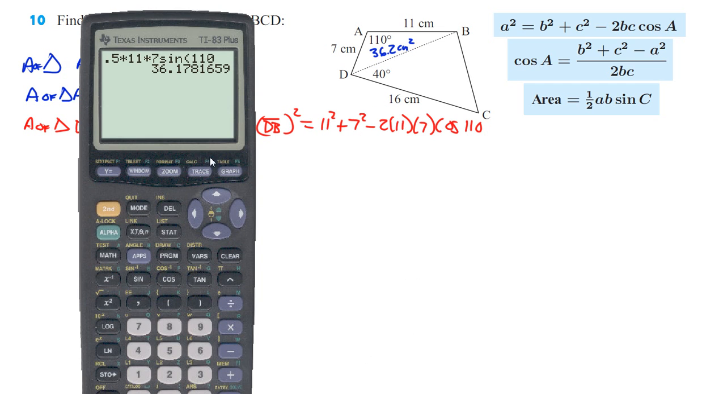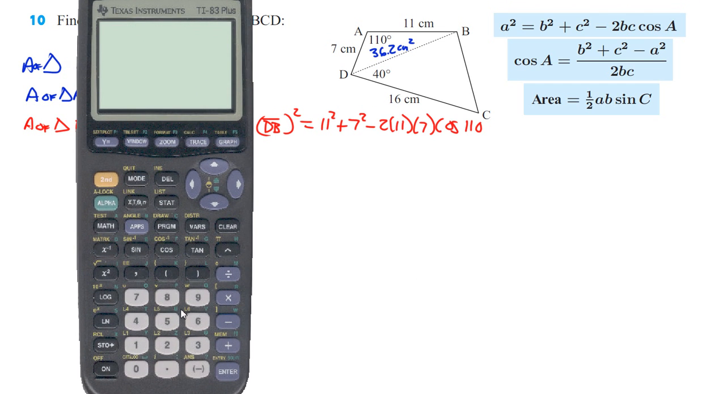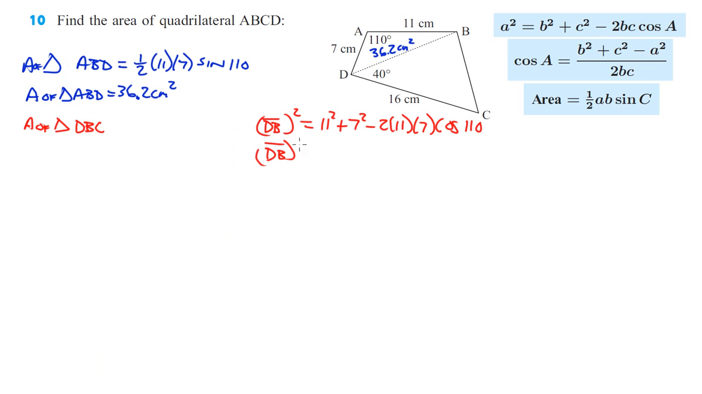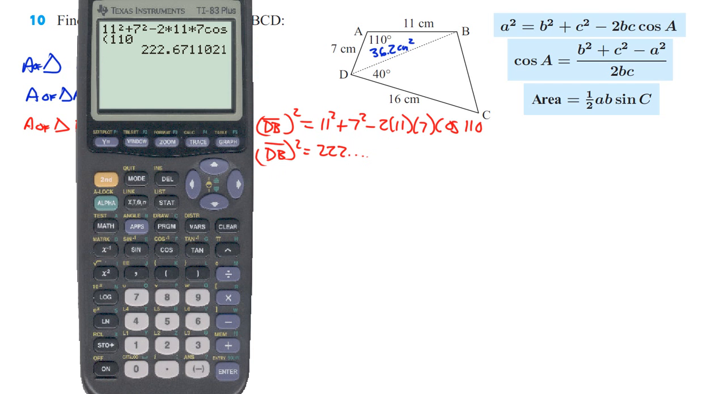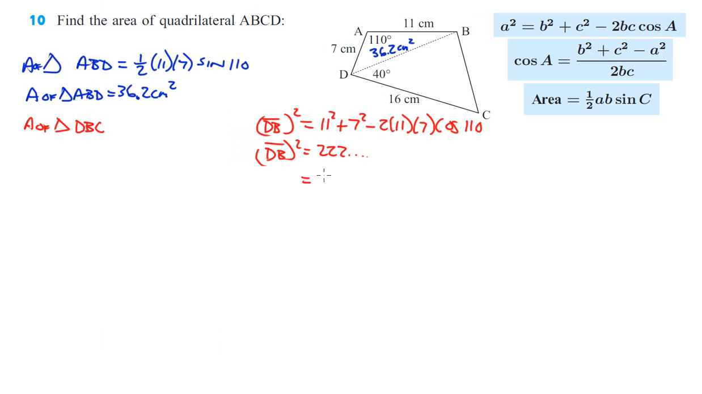Okay, so now we'll figure out what that is. So 11 squared plus 7 squared minus 2 times 11 times 7 cosine 110. Sorry, it kind of takes a while to enter that all in. Gives us 222.67. So that side DB squared equals 222 point something. Right? And so then what we're going to need to do now is take the square root of both sides. So we'll do square root of our answer, and that gives us 14.92. Okay, so 14.9 we'll call it, because we took the square root of both of these sides here. So side DB is 14.9.